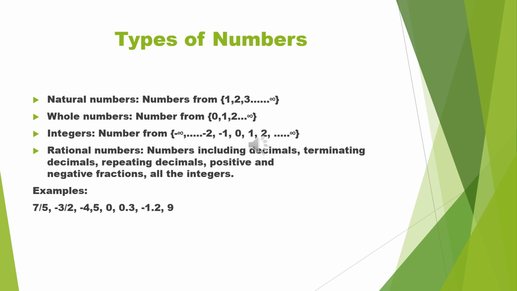And integers means all negative and positive numbers from negative infinity to positive infinity. So it starts from negative infinity and goes until 0, and again 0 to positive infinity. So all the positive and negative whole numbers are integers. The next thing is rational numbers. Rational numbers include decimals, terminating decimals, repeating decimals, positive and negative fractions, and all the integers.